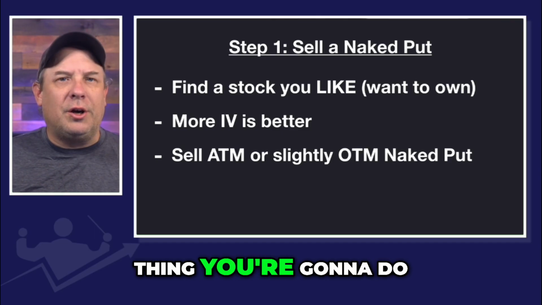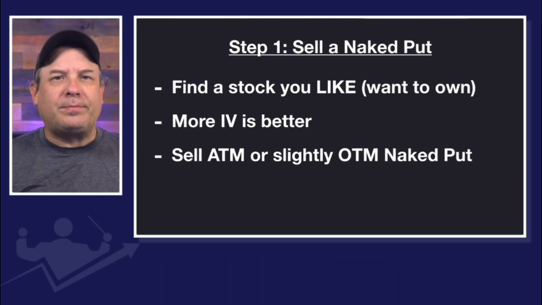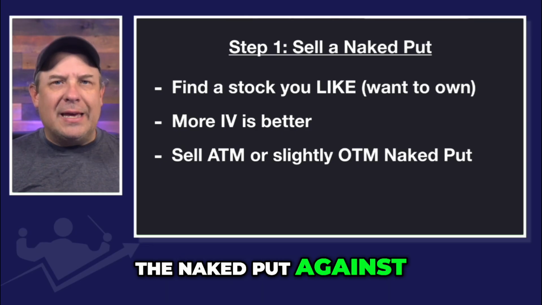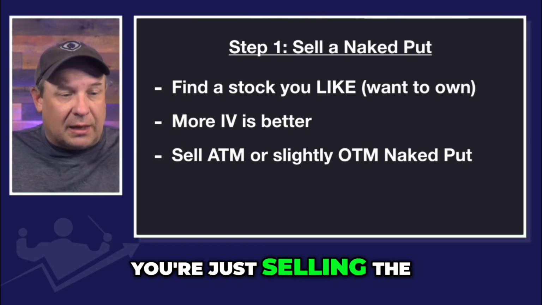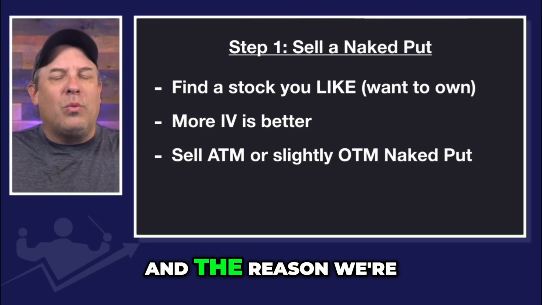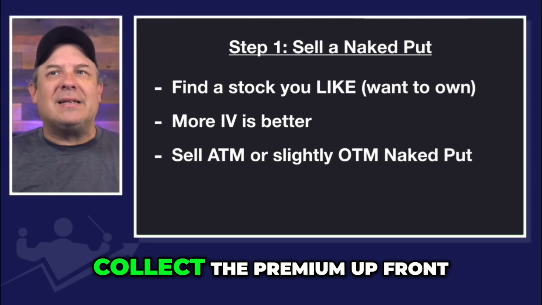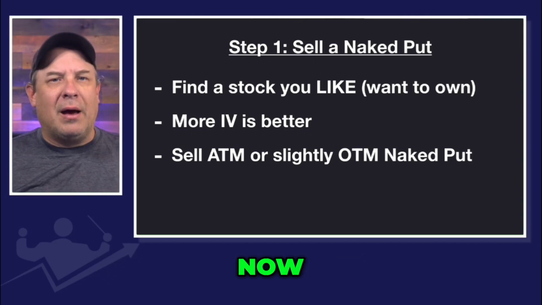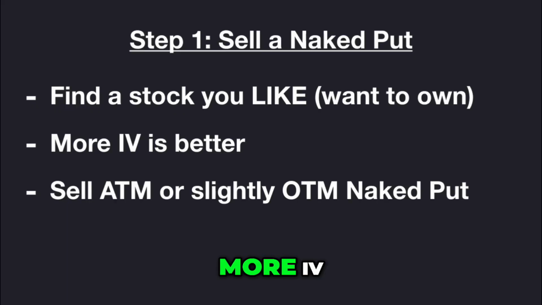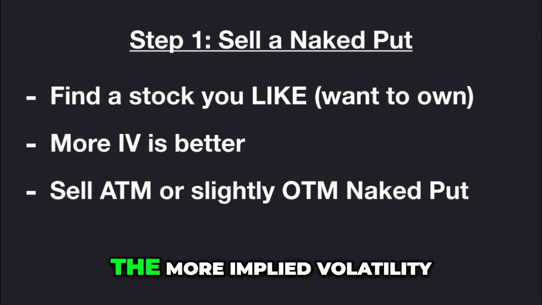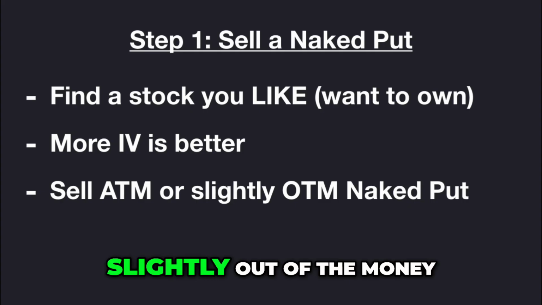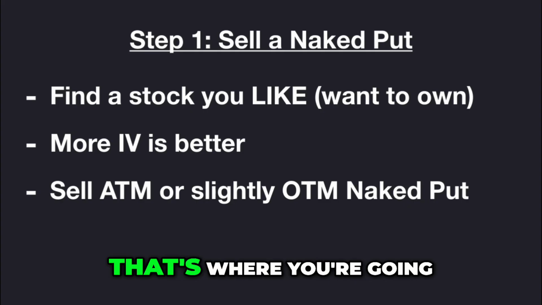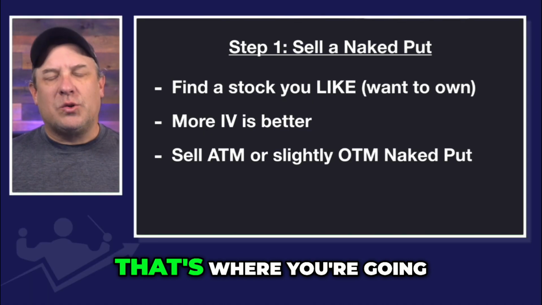Then the first thing you're going to do is sell the naked put against that stock, okay? You don't own it yet. You own nothing. You're just selling the naked put, and the reason we're doing that is to collect the premium up front. Now, you can see here on the screen, more IV, that's implied volatility. The more implied volatility you have, the better. You generally want to sell either right at the money or slightly out of the money. That's where you're going to get the best premium, where you're going to receive the most.